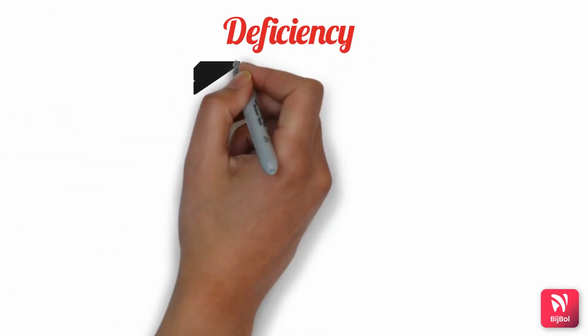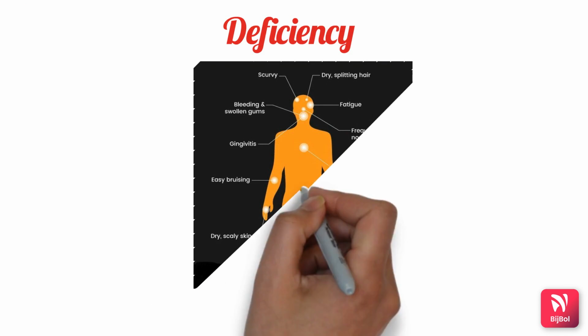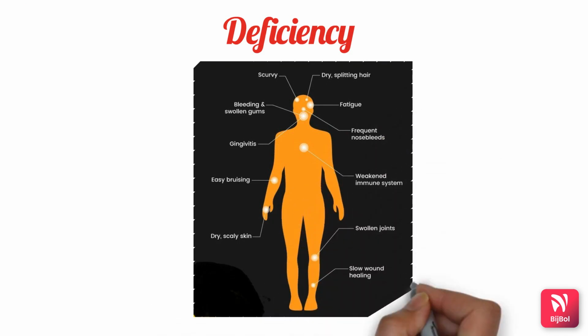Now coming to the deficiency symptoms of vitamin C, they include scurvy, dry and splitting hair, fatigue, frequent nosebleeds, weakened immune system, swollen joints, slow wound healing, dry and scaly skin, easy bruising, gingivitis, and bleeding and swollen gums. So this was all about the topic vitamins, and thank you.